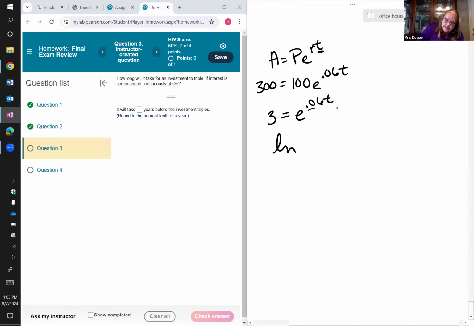So the 0.06t here is the input. It's going to become the output of my log. And the 3 was the output of the exponential. It becomes the input of the log. So we end up with the natural log of 3 is equal to, and then 0.06t becomes the output.